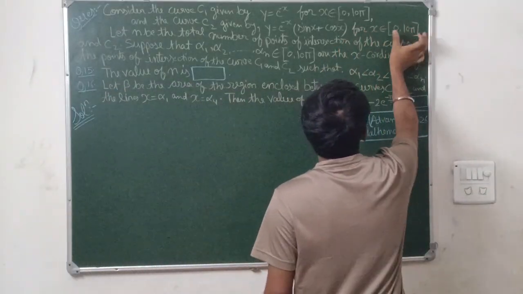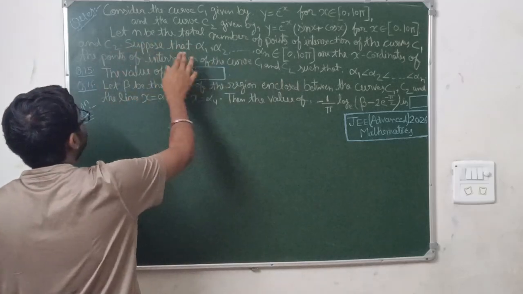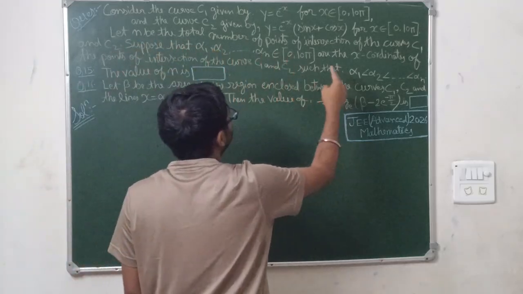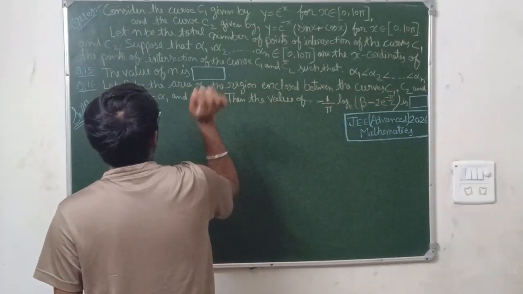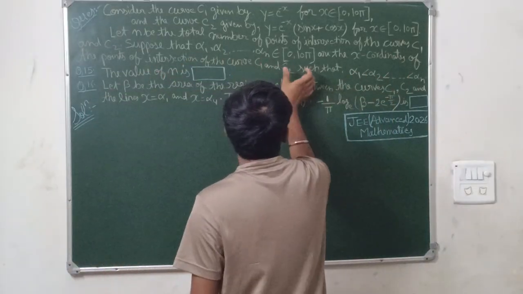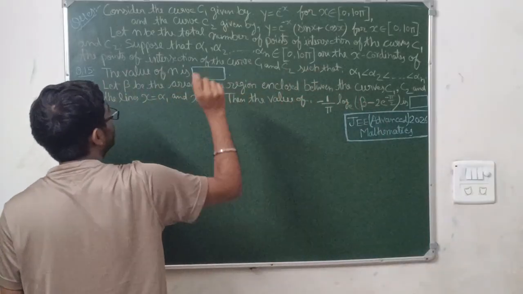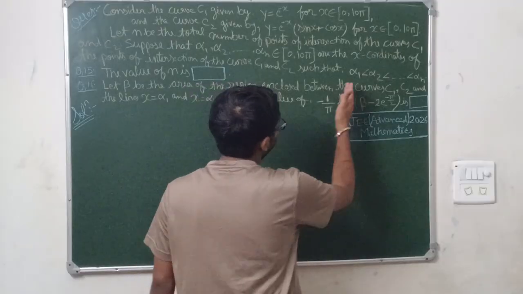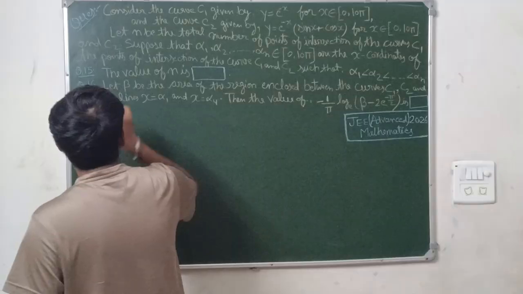for x belonging to the closed interval 0 to 10 pi, again the same interval. Let n be the total number of points of intersection of the curves C1 and C2. Suppose that alpha 1 to alpha n belonging to 0 to 10 pi are the x coordinates of the points of intersection of the curves C1 and C2, such that they are in increasing order. So the question is asking the value of n.